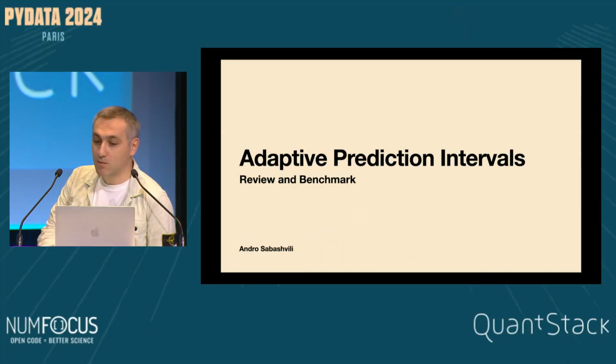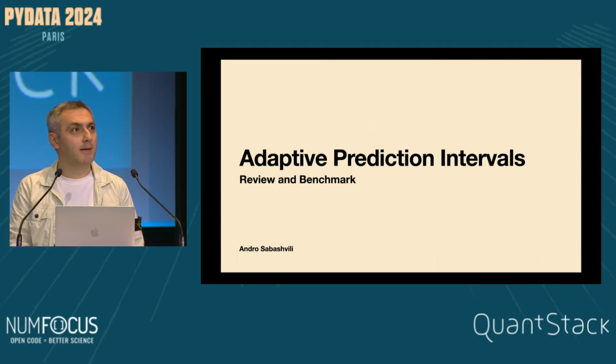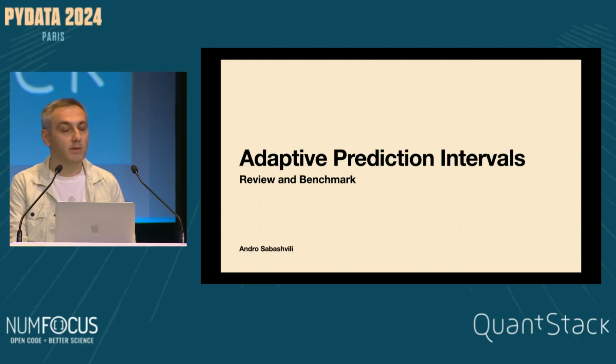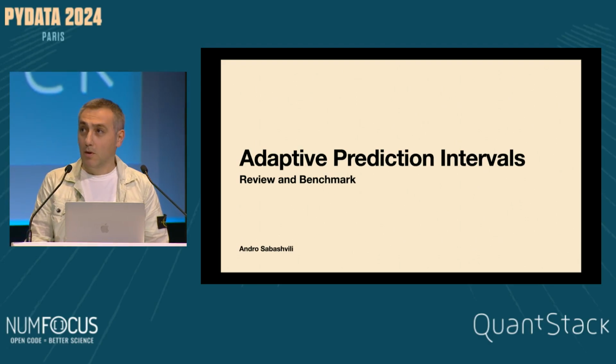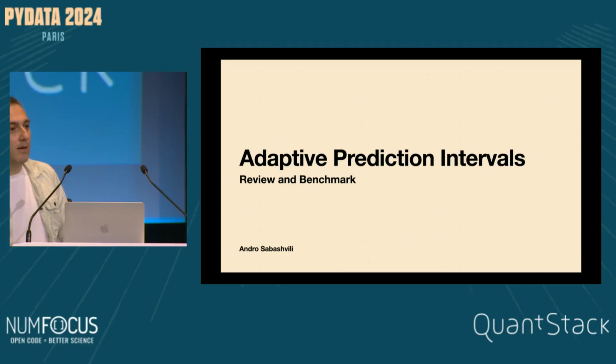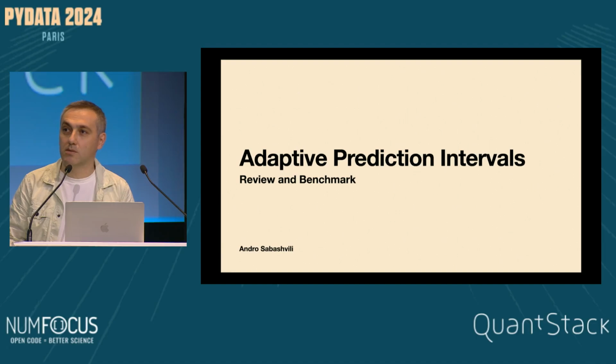So as you can see, we will continue talking about prediction intervals, and this time we will focus on adaptivity, and I will explain what it means. Before we continue, I should say that this talk will focus only on the regression setting, so I won't cover classification or time series problems, but we can talk about it after the talk, if you're interested.